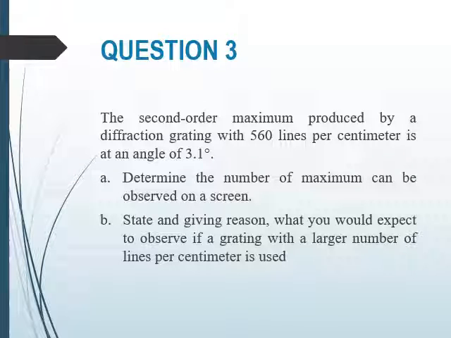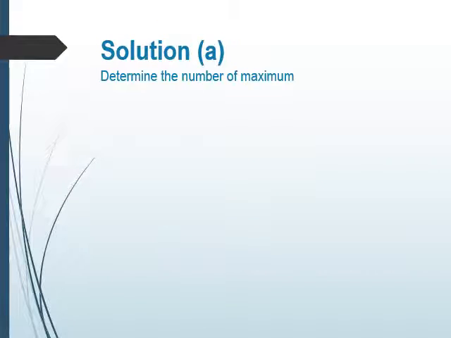Question 3. The second order maximum produced by a diffraction grating with 560 lines per centimeter is at an angle of 3.1 degrees. A: Determine the number of maximum that can be observed on the screen. B: State and give reason what you would expect to observe if a grating with a larger number of lines per centimeter is used. Question A. Determine the number of maximums that can be observed on the screen.